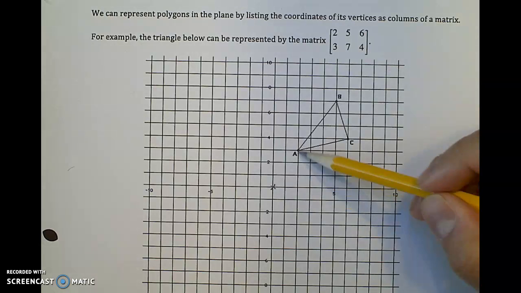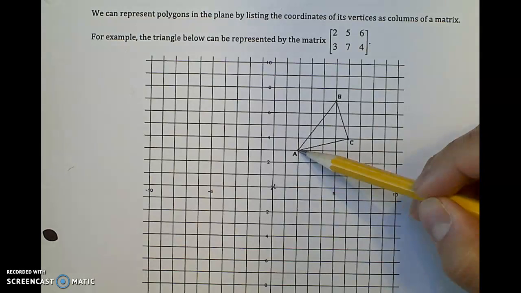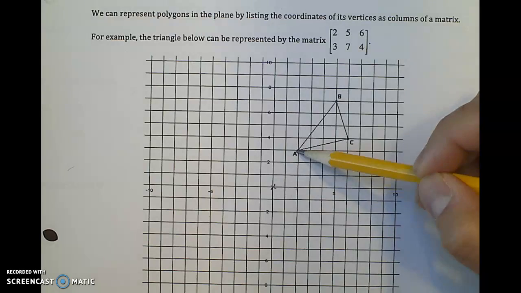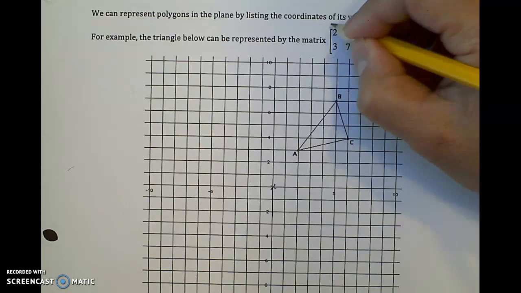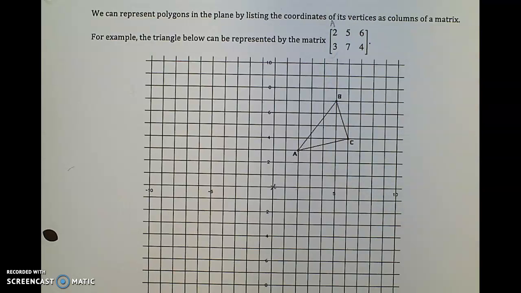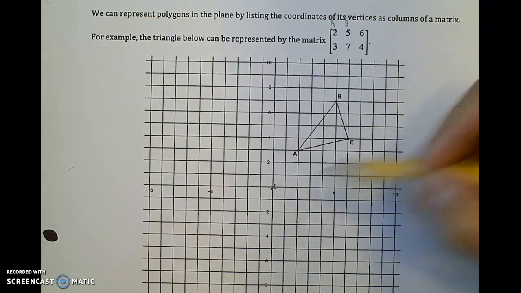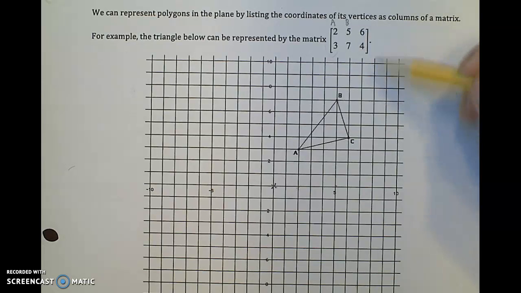Like so, here's the origin. A has coordinates 2, 3. Right, so horizontal component 2, vertical 3 to get to A. So this column represents vertex A. This 5, 7 represents vertex B. Right, so again, from the origin, we're going to go over 5, up 7. So again, here, this column represents vertex B.